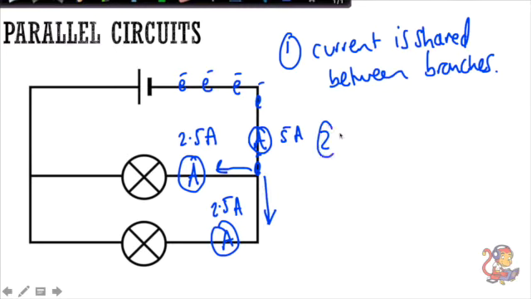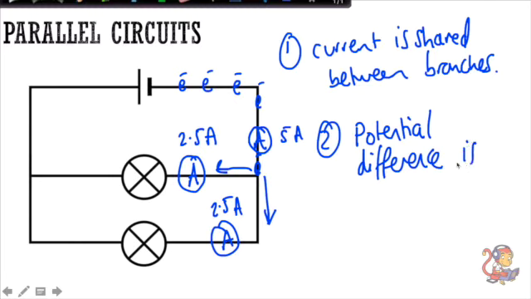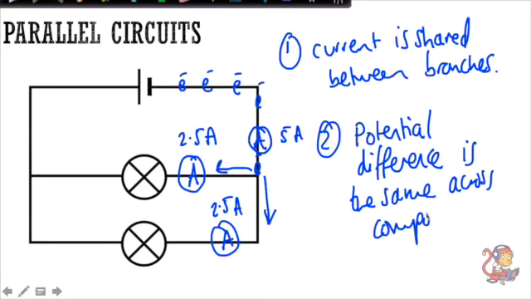Our second rule then for parallel circuits is in relation to potential difference, and the idea here is that the potential difference is the same across components. So in this case, if we've got the bulbs here and we were to measure the potential difference, we could put a voltmeter on there and a voltmeter on there, for example.